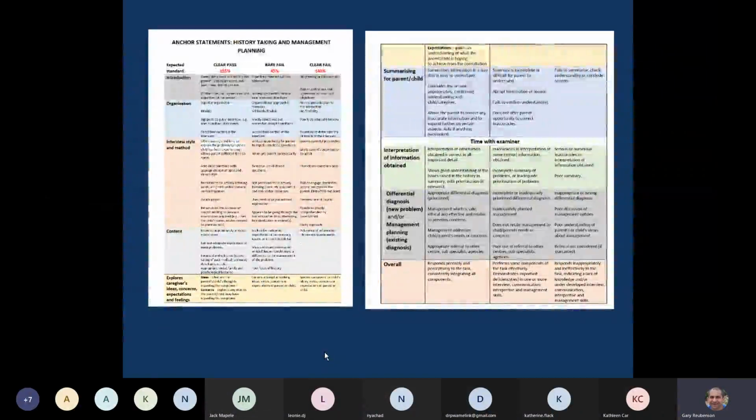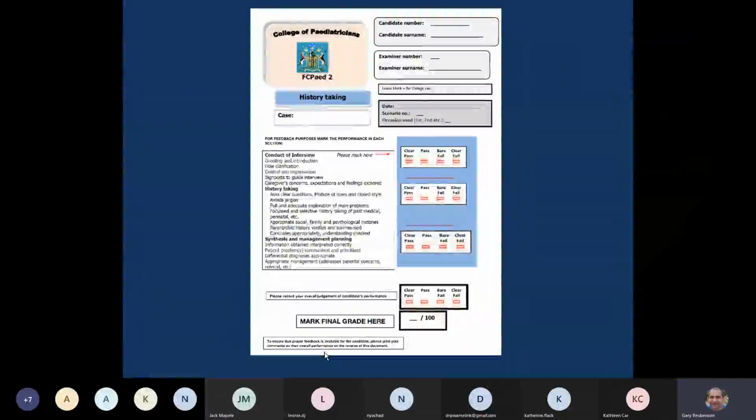This is an example of an anchor statement. They are on the website, so I'm not going to spend much time on them now. But they give the examiner some idea of what candidates have to do to clearly pass, to barely fail, or to clearly fail. This is an example of a mark sheet, and you can see that there's a whole lot of stuff that's filled in here. They mark various aspects of it. At the end of it, they just have to decide which category candidates fall into: clear fail, bare fail, pass, or clear pass.